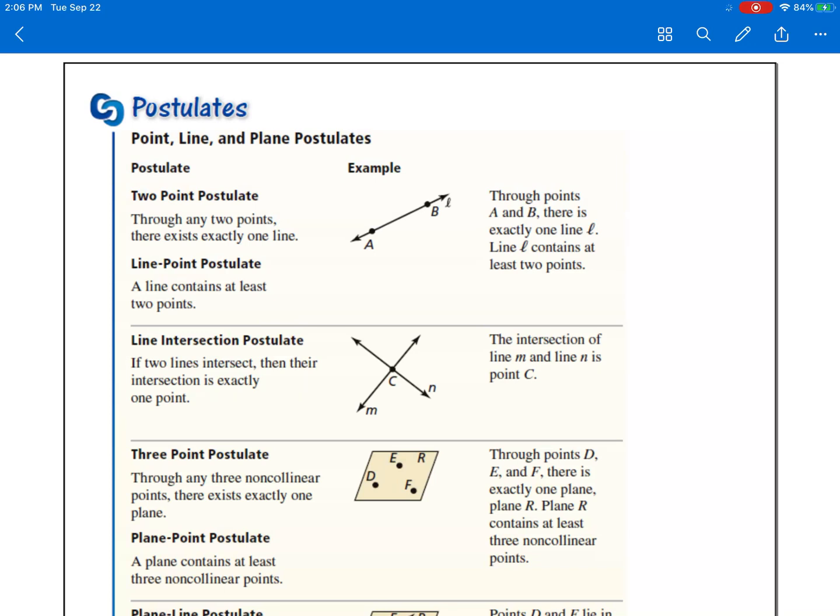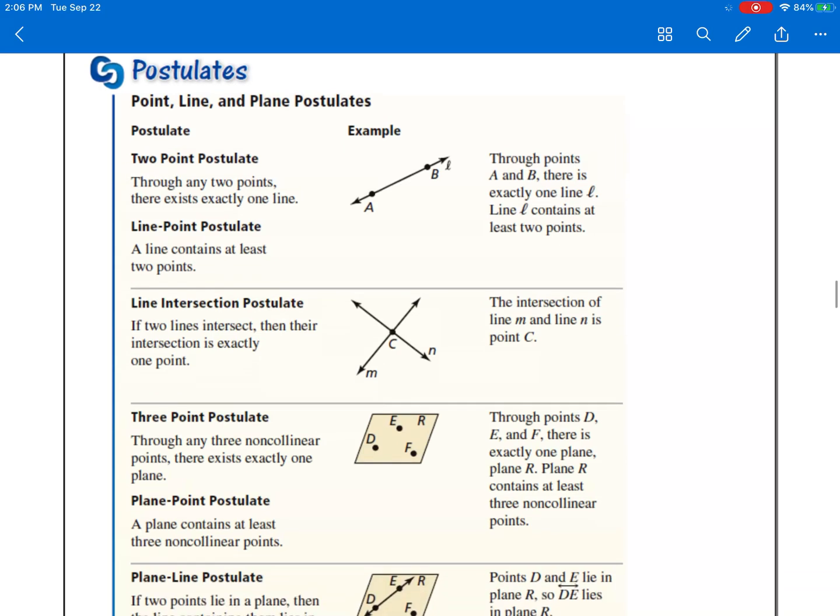Today's lesson is on postulates and how they fit in with undefined terms and definitions. That is really the focus for today. We do get some other properties as well that we're going to talk about. The 2-point postulate basically says this: through any 2 points, there exists exactly one line. This was one of Euclid's postulates or axioms, and it basically states the obvious. If you have 2 points, you can only draw one line through them.